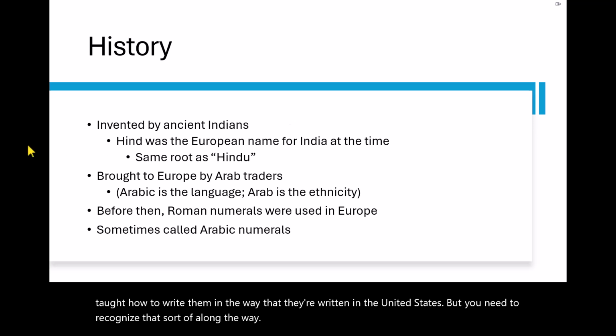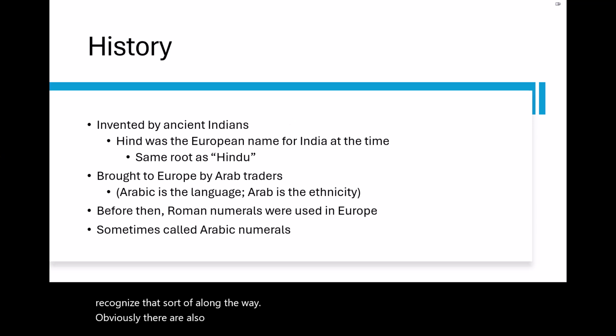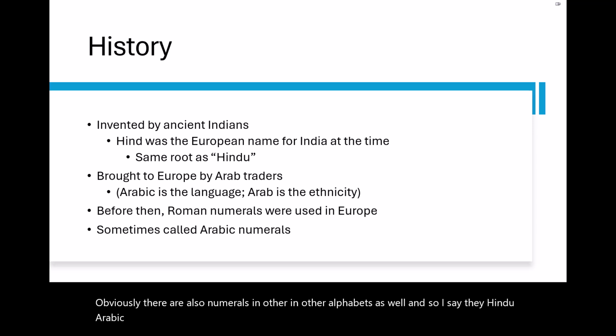Obviously, there are also numerals in other alphabets as well, and so I say the Hindu Arabic numerals are by far the dominant. That is not to say there aren't still others being used in places around the world.